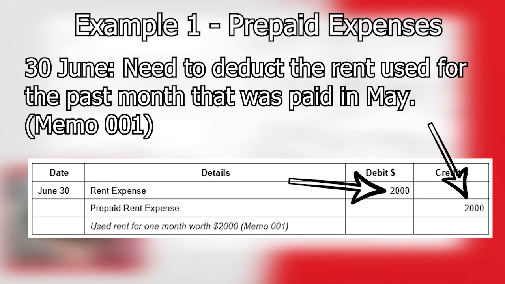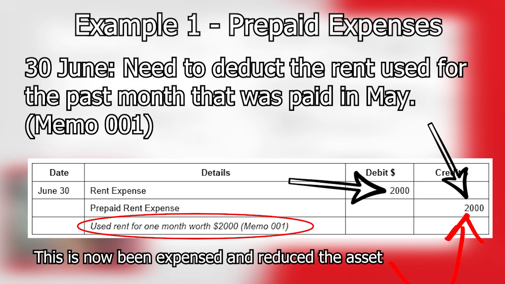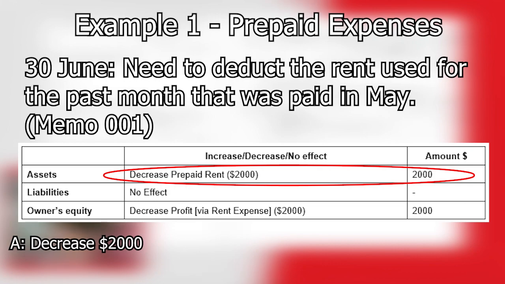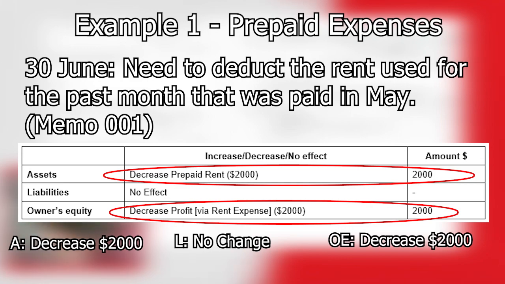And we can see the narration here, paid rent for the next 3 months. That narration should be, I read the wrong one on my notes, used rent for 1 month worth $2,000, memo 001. So we can see there, going through the rent, we have now expensed it. The impact on the accounting equation is we decrease the prepaid rent by 2,000, no effect on the liabilities, and on the owner's equity, we decrease profit via the rent expense, so profit will go down because it's an expense of $2,000.